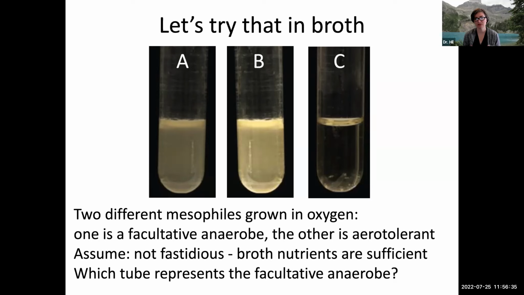Great. Why is that? Raise your hand if you can explain how you know the answer. Most of you picked B. How do we know that that's the answer, which is true? Jolene, go ahead. There's more growth in B compared to A or C, which indicates that it grows better in oxygen.